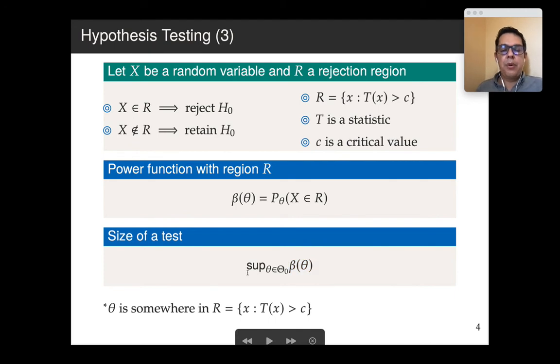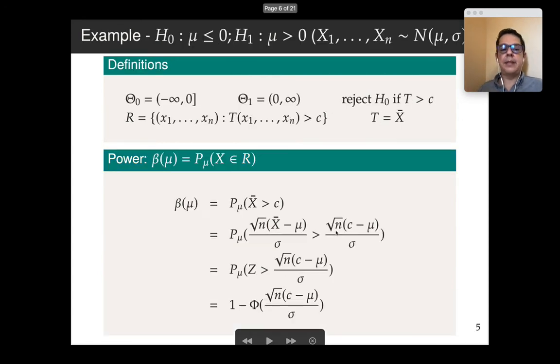Now, we go through all the points that are positive for the hypothesis 0, and ask them what is the probability of being in the rejection region, so in the alternative hypothesis. This notation is being used to tell you that somehow, somewhere in this notation, there is the parameter theta. It is hidden, but it is there. That is the size of the test. Now, let's go through an example.